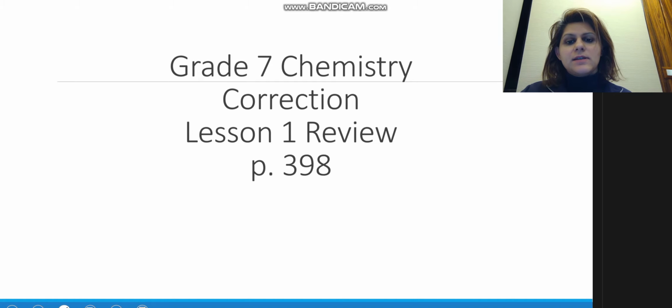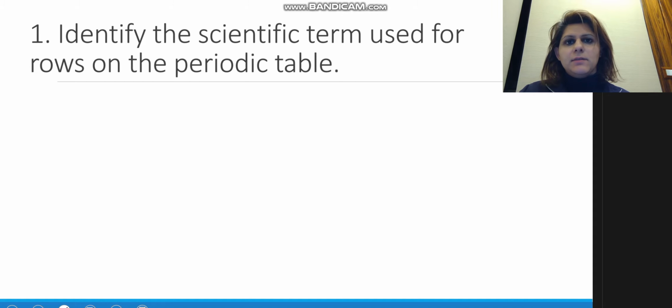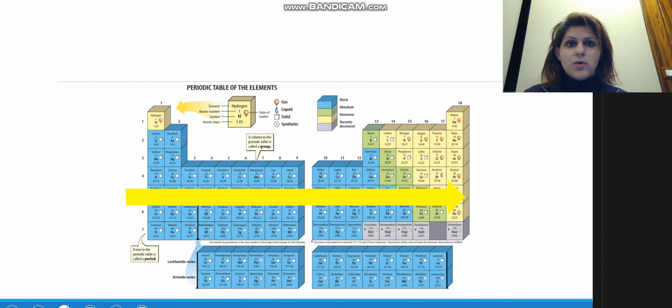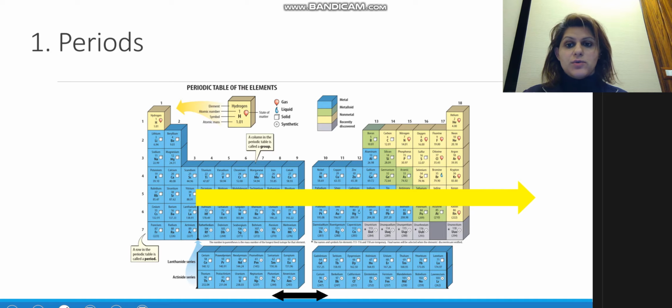We're going to correct Lesson 1 review today, page 398. Number 1 out of 7, identify the scientific term used for rows on the periodic table. Now, as you know, rows are found in a horizontal way, okay? Now you have 7 rows in the periodic table. The scientific term for this is periods. You have 7 periods in the periodic table.